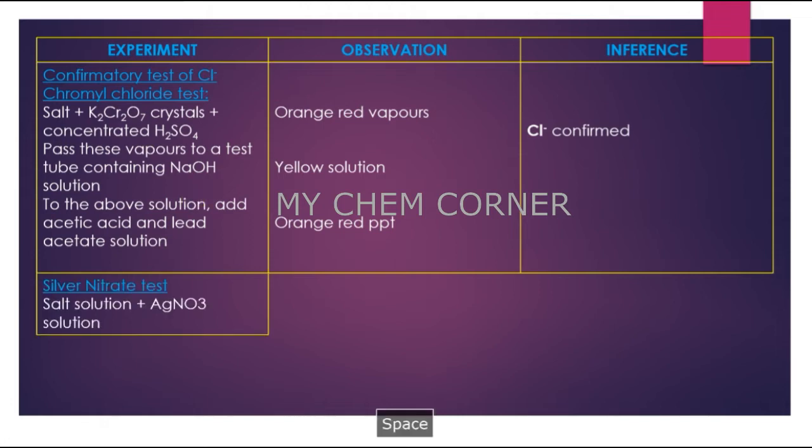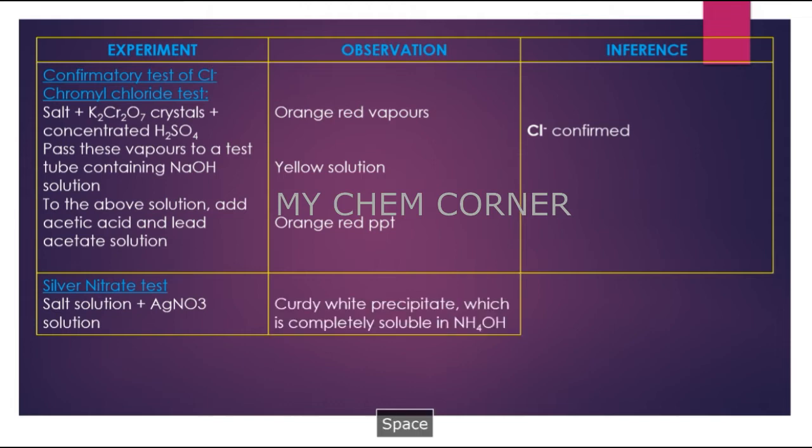Instead, we have one more test to perform for chloride, which is the silver nitrate test. For this, you prepare a salt solution. How do you prepare a salt solution? You add salt and water. To that, you are going to add silver nitrate solution. A few drops are more than enough.